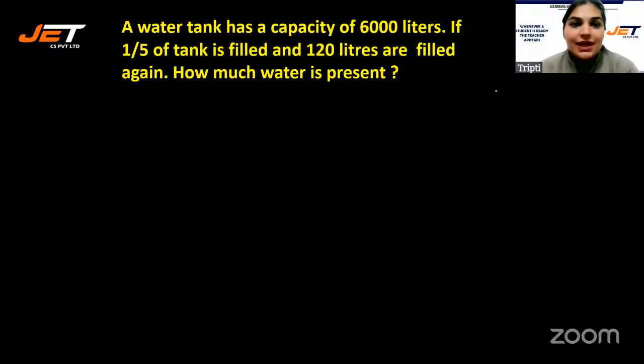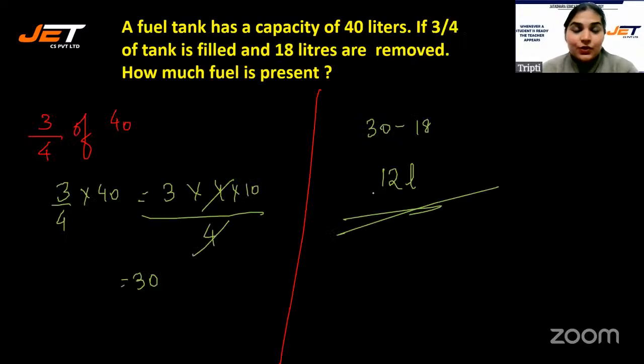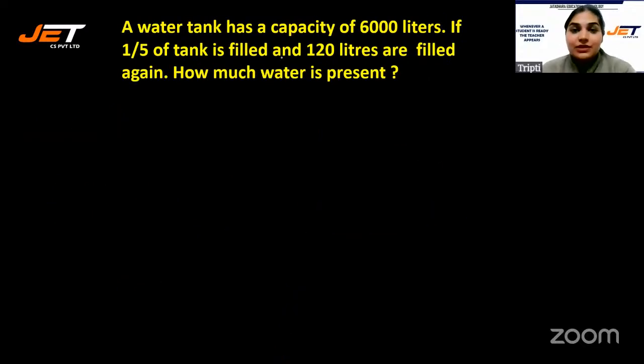Here, a water tank has a capacity of 6,000 liters. If one-fifth of the tank is filled and 120 liters of water is filled again in that tank, how much water is present now? In the last few questions that we have done, it is removed. Every time you have taken out. So be careful this time. In this question, it is filled again. It has not been removed, it has been filled again. So what will it be?